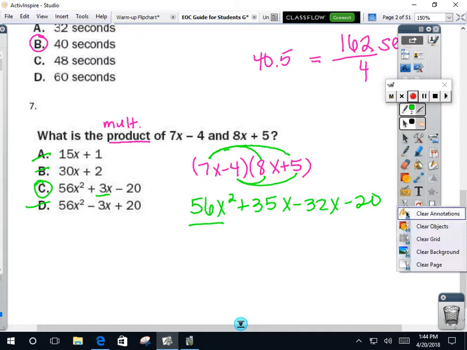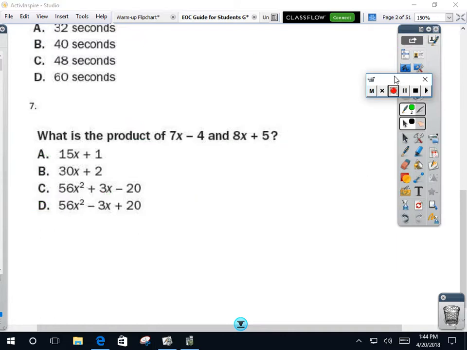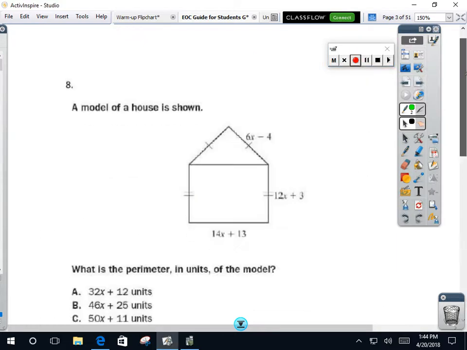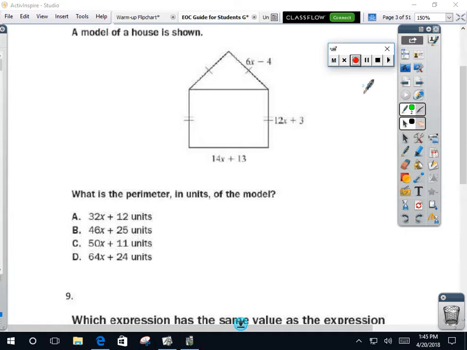All right, number 8. What did you get? Nope. C is correct. Let's go over it.